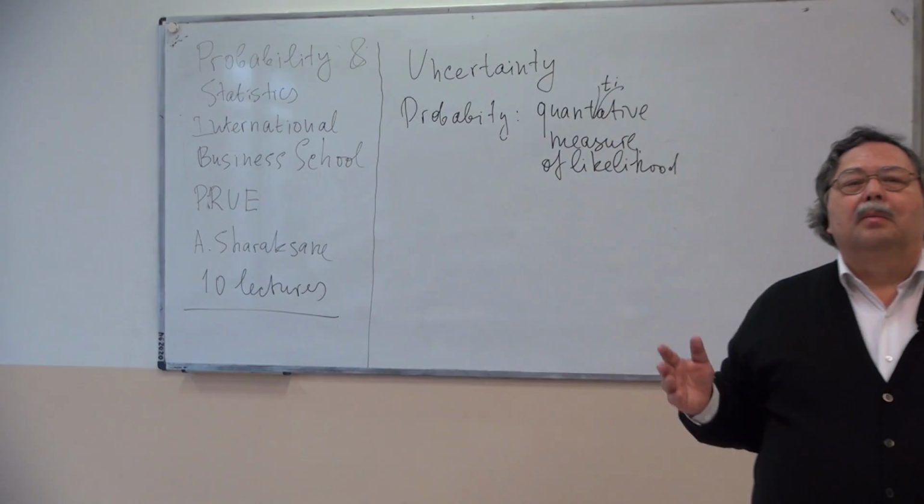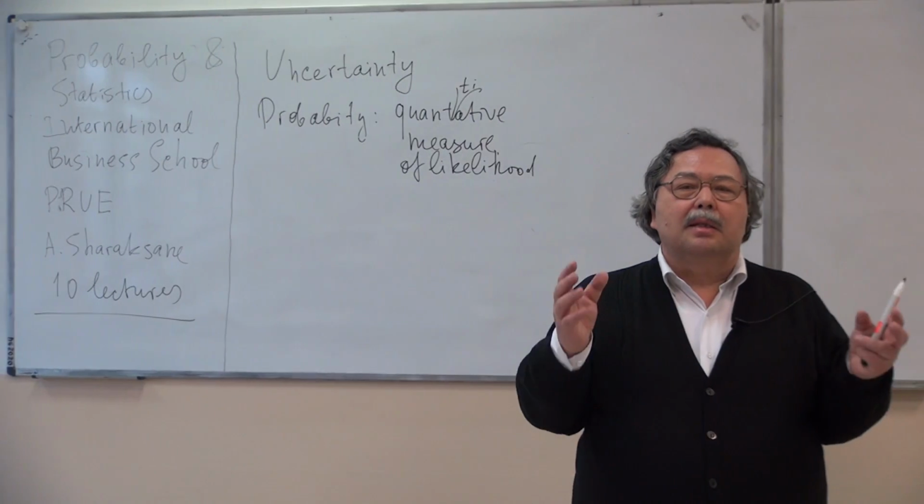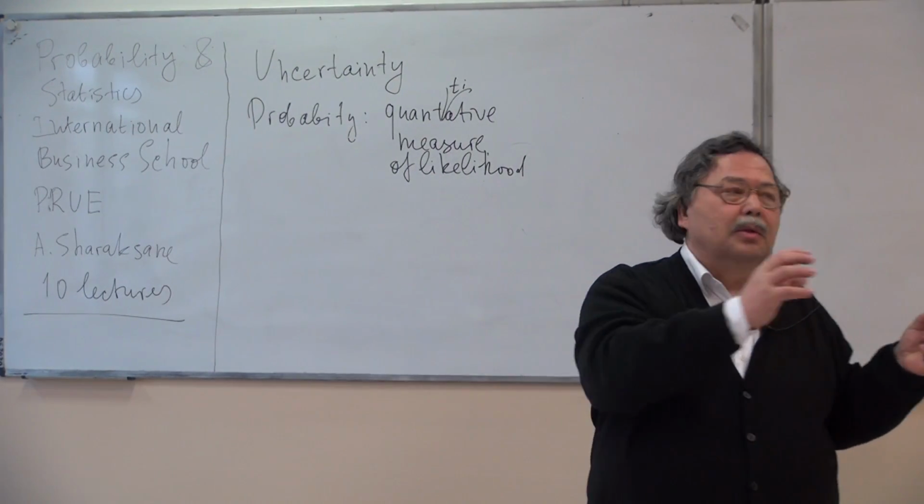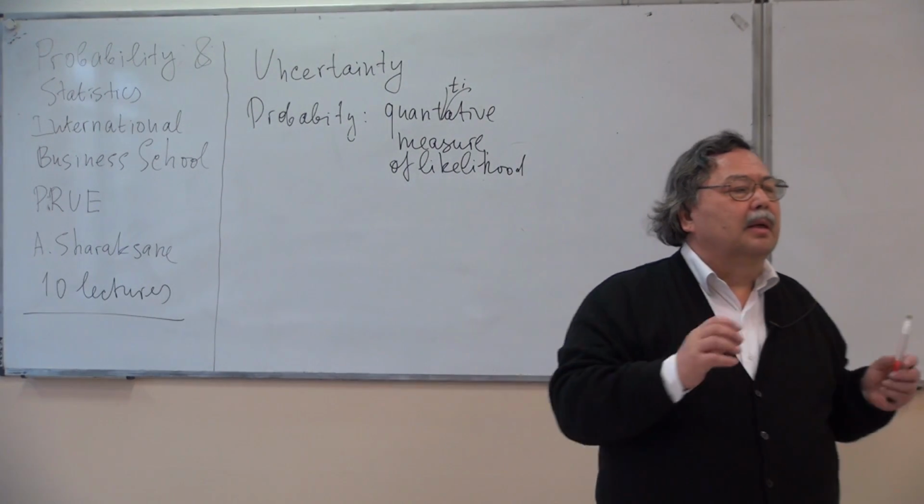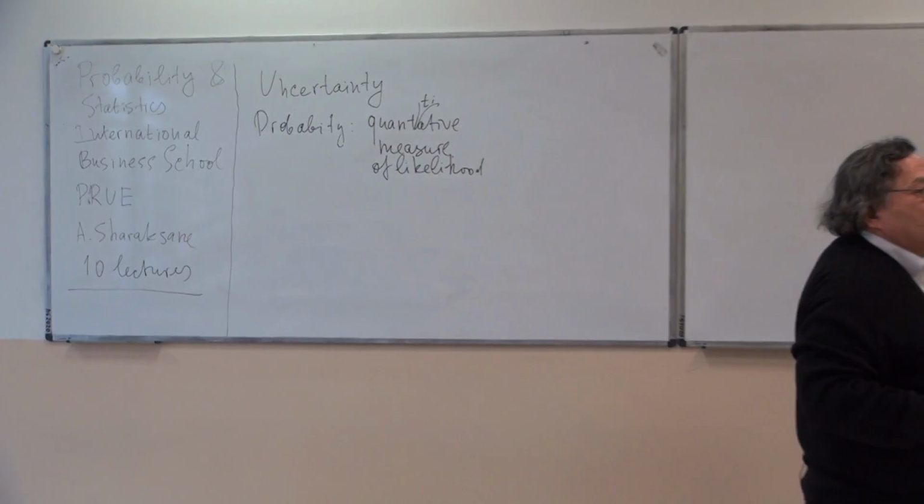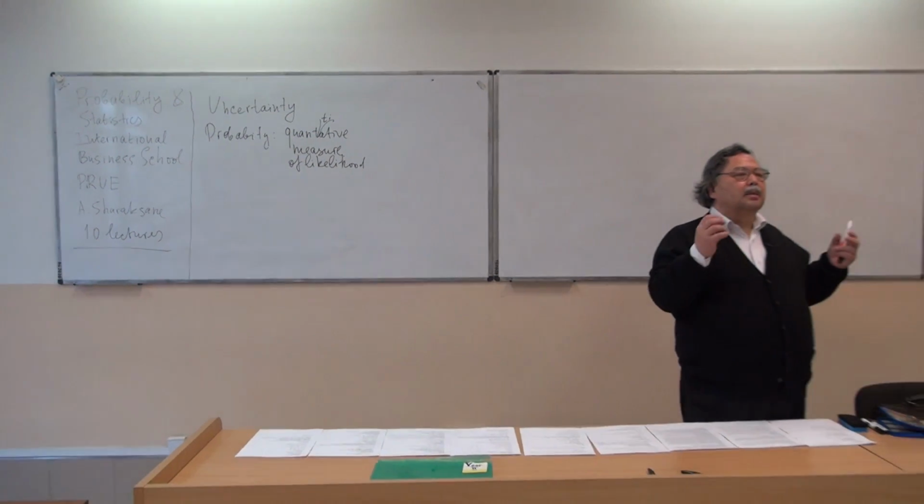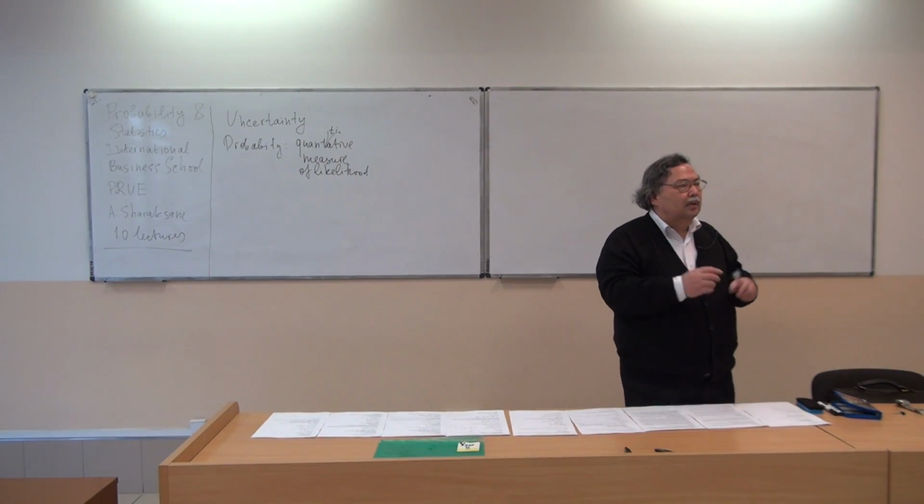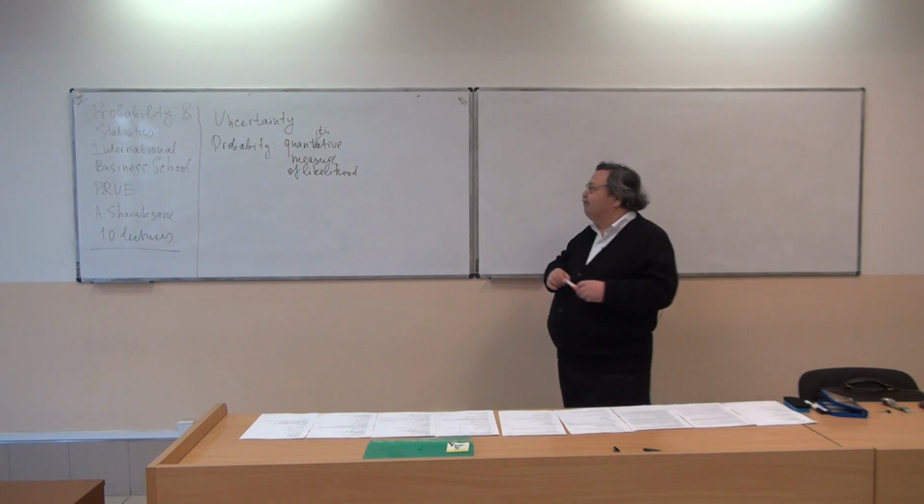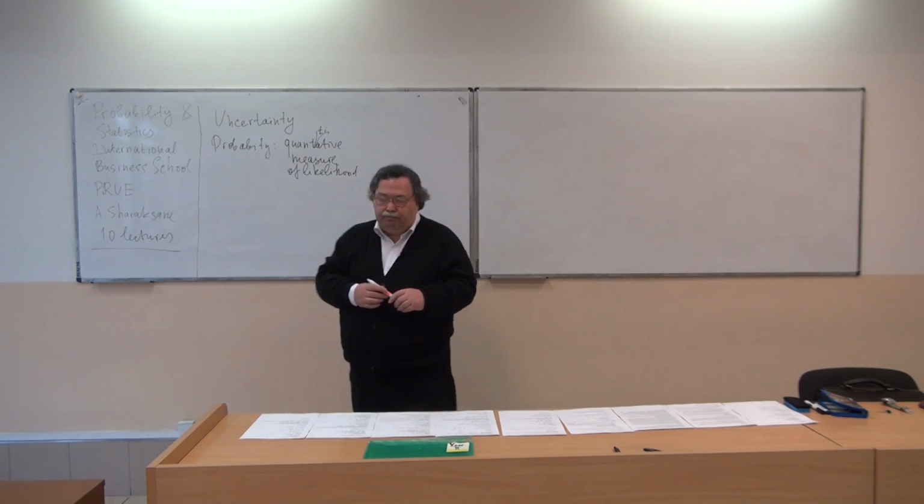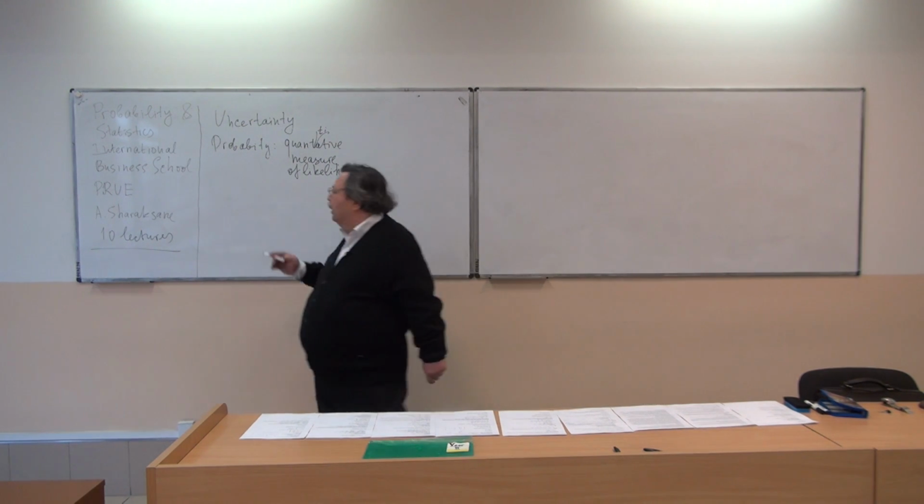Well, basically, probability theory assigns certain numbers to possible outcomes, and these numbers are supposed to reflect, express this relative likelihood of the various outcomes. All right, some history now.